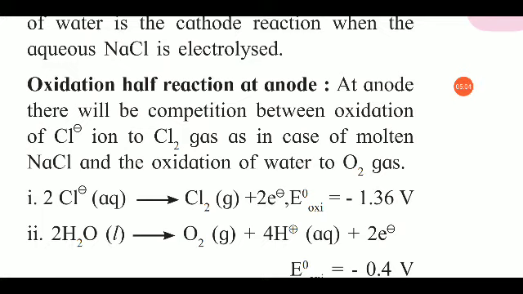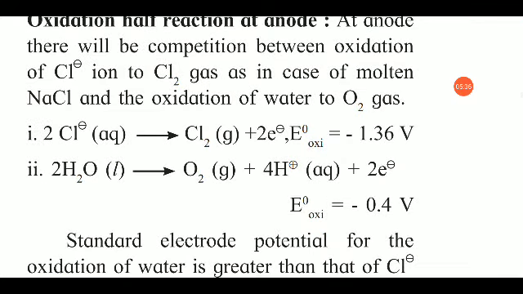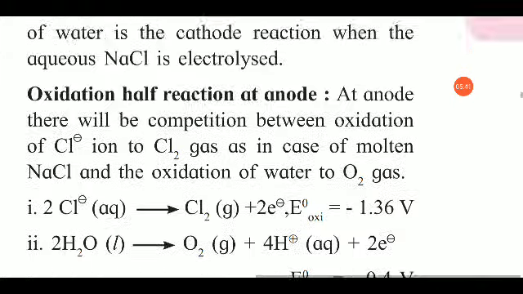2Cl minus, in aqueous condition, converts into bubbles of Cl2 gas with the liberation of 2 electrons, because this is an oxidation reaction, and the EMF required for this conversion is minus 1.36 volt. And in the second case, what happens? Water dissociates into O2 and 4H plus ions with the loss of electrons, and the EMF required is minus 0.4 volt.